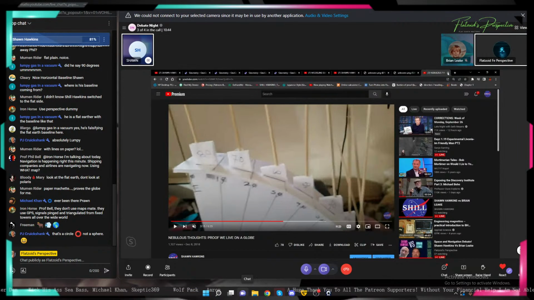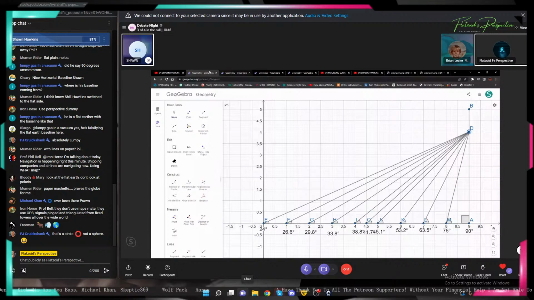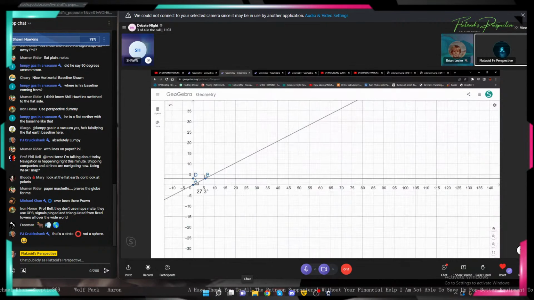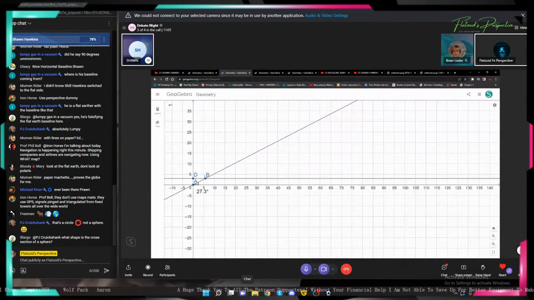So it doesn't matter where you put the star, how high or how low, the numbers do not match latitude on a flat Earth. I also have this. This is, what was this? Oh yeah, this is the sun. We've got the sun at about 3,000 miles overhead.